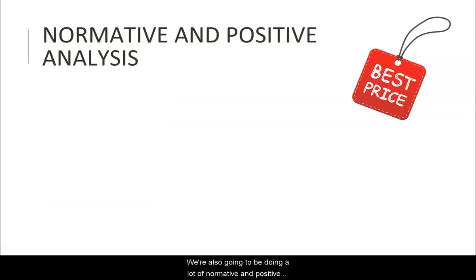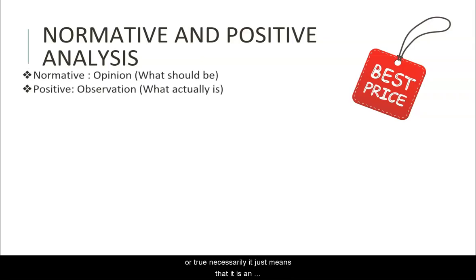We're also going to be doing a lot of normative and positive analysis this semester. And positive does not mean good or true necessarily. It just means that it is an observation. It's something we can see. We can actually check to see if this is true or false. But it is something that is measurable. Something where data is available. I could say that it's raining outside right now, and we can all go look and see if it's actually raining outside right now. So I could be wrong, maybe it's not raining, I could be right, but it's something we can test. Normative, so notice it's not negative and positive, it's normative and positive.